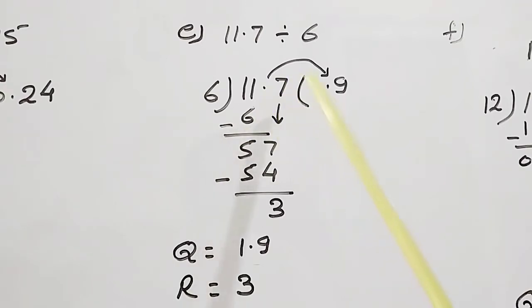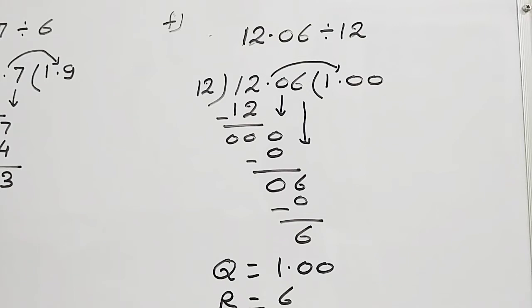Shift the decimal to the quotient. Then write the next digit 7 down. It is 57. Now 57 is bigger than 6. If we take 6 9 times, it gives 54. 6 9s are 54. Subtract 54 from 57. It is 3. So the quotient is 1.9 and the remainder is 3.